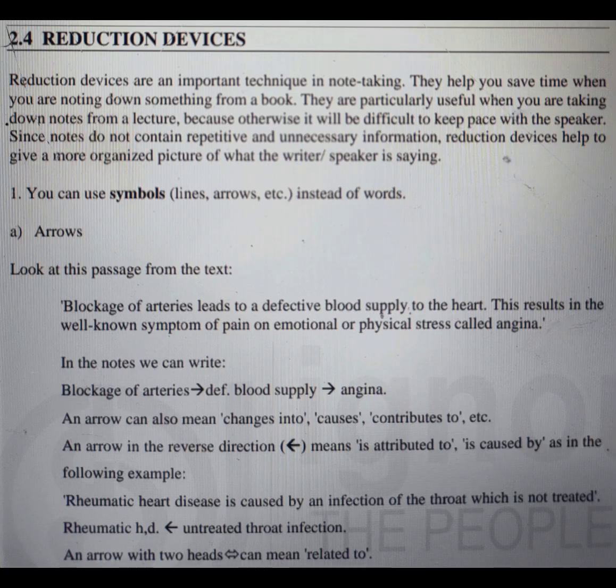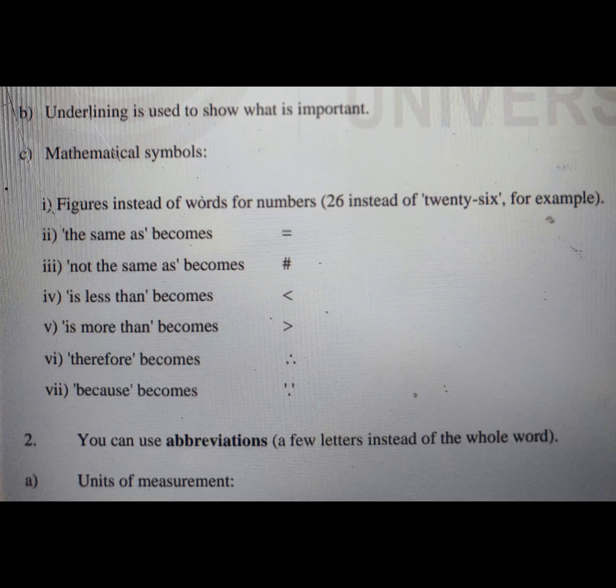An arrow in the reverse direction, left pointing arrow, means is attributed to, is caused by, as in the following example. Rheumatic heart disease is caused by an infection of the throat which is not treated. Rheumatic H.D., left arrow, untreated throat infection. An arrow with 2 heads can mean related to. B. Underlining is used to show what is important.